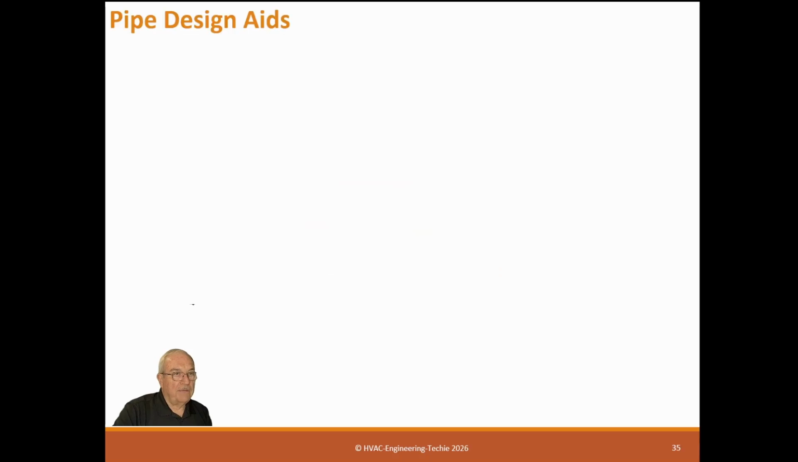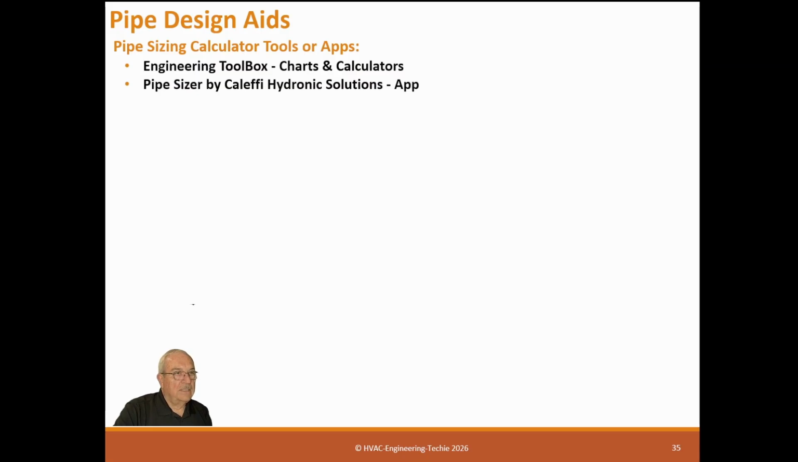So let's talk about pipe design. Pipe sizing calculator tools or apps: Engineering Toolbox charts and calculators, those are online. Pipe Sizing by Caleffi Hydronic Solutions, that's one I've seen. HVAC Pipe Sizer Plus by Carmel Software. These are basically apps. Many others are available. There's tons available.